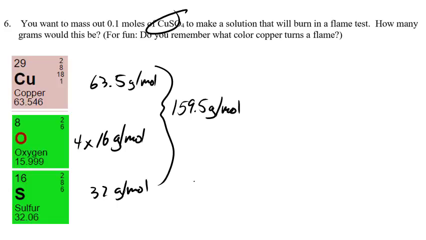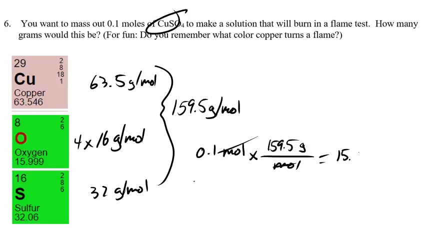Now we are starting with 0.1 moles, which we're going to multiply by our 159.5 grams per mole. Cancel, cancel. We end up with 15.95 grams of CuSO4.